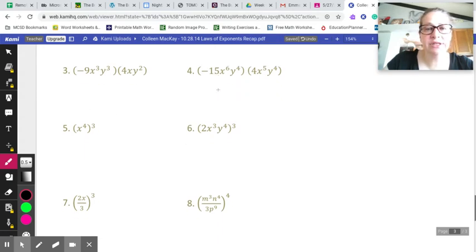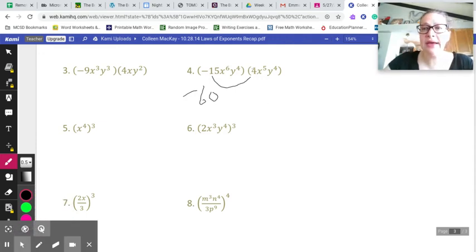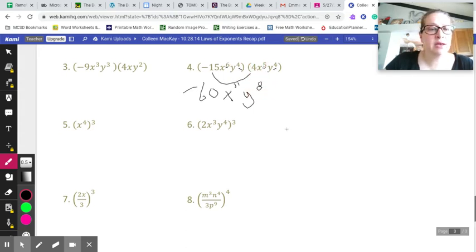Let's do number 4, sorry. Negative 15 times 4 is what we're going to do first. So I'm going to multiply these two. Negative 15 times 4 is negative 60. Okay, and then the next thing we're going to do is we're going to look at our x exponents. So we have a 6 and a 5. 6 plus 5 is 11. Next variable is y. So I'm going to add 4 and 4, which is 8.